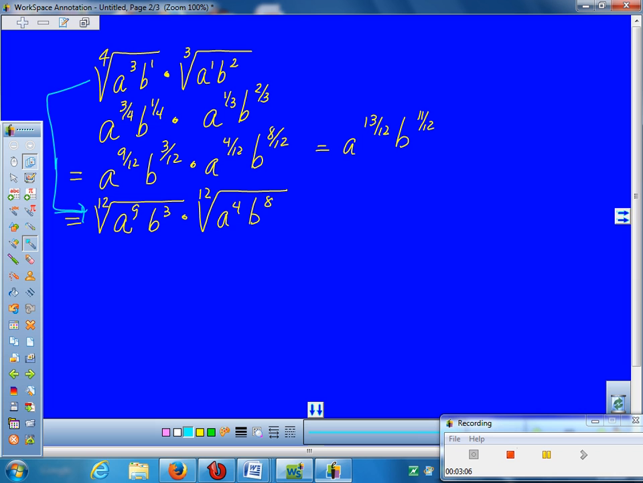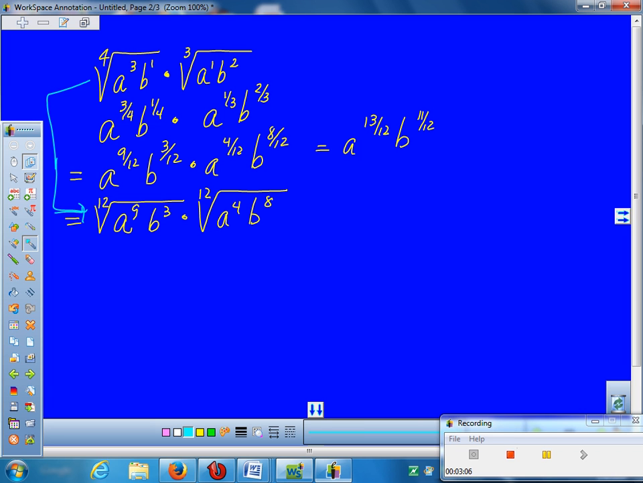Like that, 12. The fourth root became a 12. So what did I do to make that 4 become a 12? I times it by 3. So what did I do to every one of these powers? I times them all by 3. And since this was a 3, I had to times it by 4 to make it a 12. So therefore, I times all the ones inside by 4.